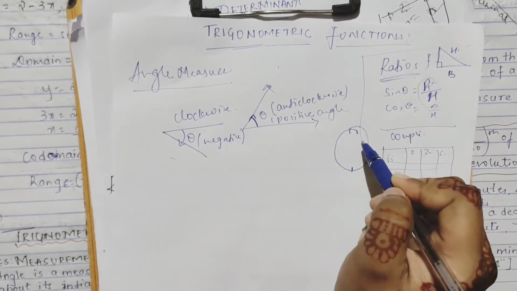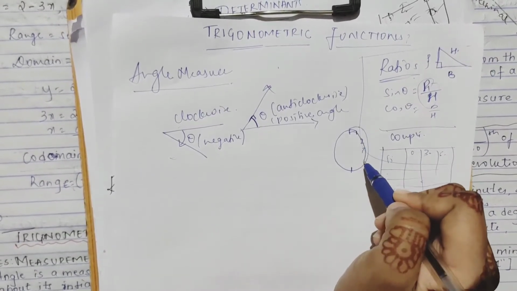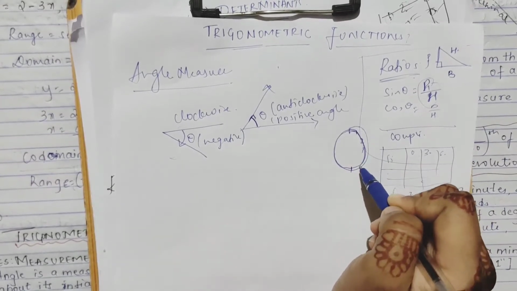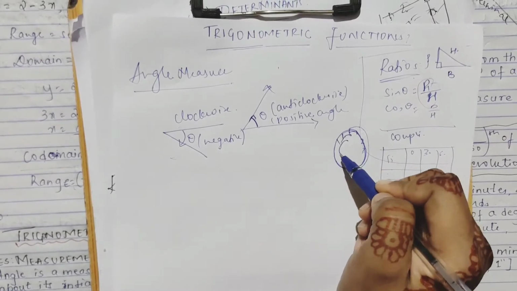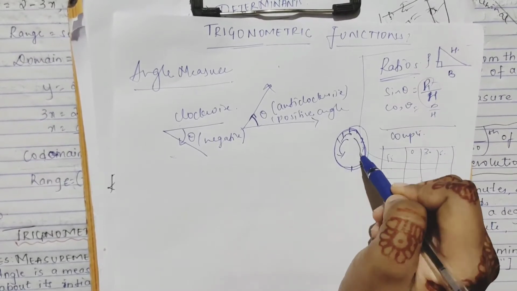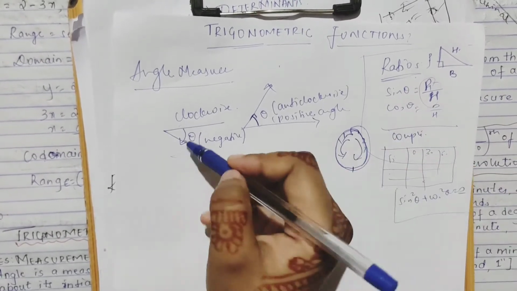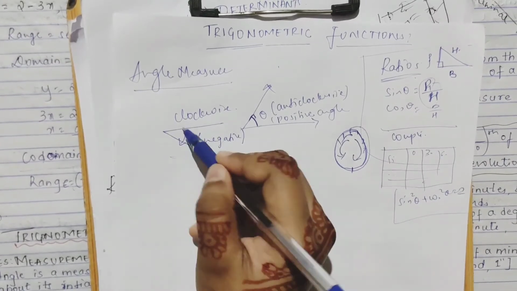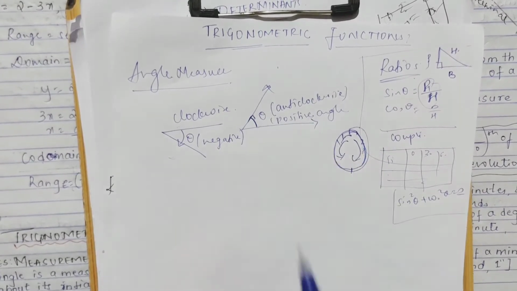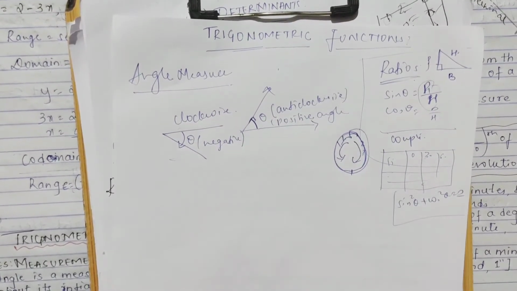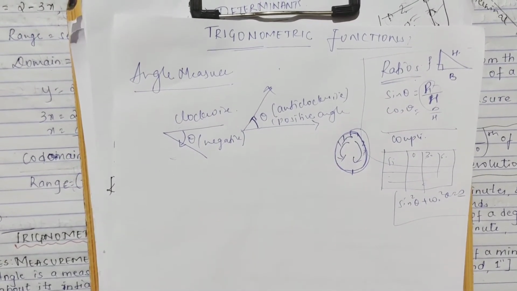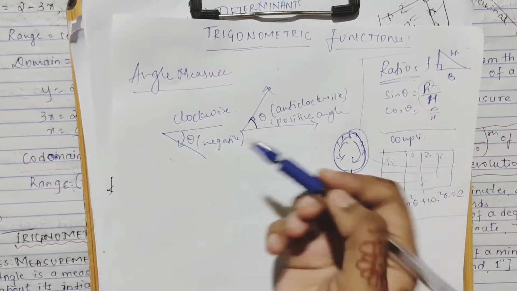See, from here it starts, now 1, 2. So if it is going like this, it is clockwise. If it is coming in reverse, that is 12, 11, in this way, it is anti-clockwise. If it is going this way, we say clockwise. So this is running in such a way, we call it clockwise. The opposite is called anti-clockwise. If the angle is anti-clockwise, it is positive, or else it is negative.